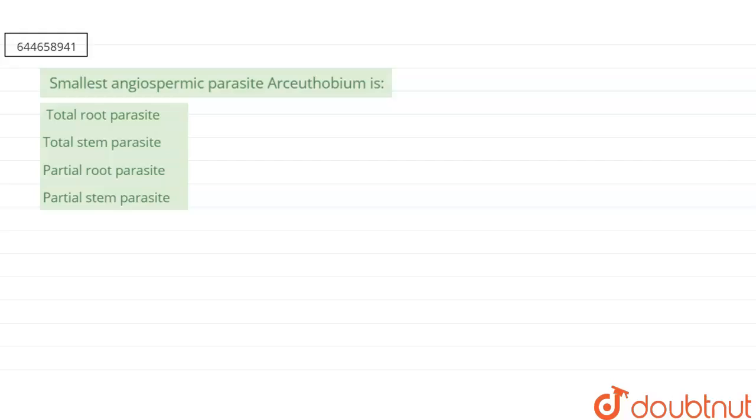Hello everyone, let's start the question. Our question says that the smallest angiospermic parasite, Arceuthobium, is: first is total root parasite, second is total stem parasite, third is partial root parasite, and fourth one is the partial stem parasite. So our question is regarding the Arceuthobium here. Arceuthobium is the example of the stem parasite here.